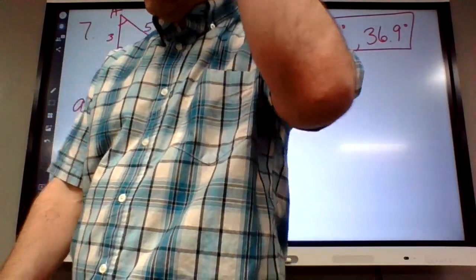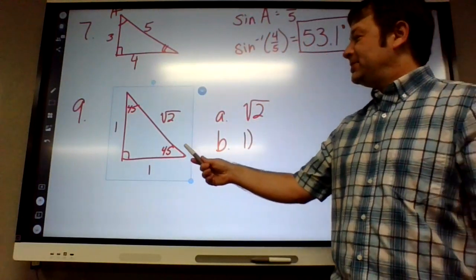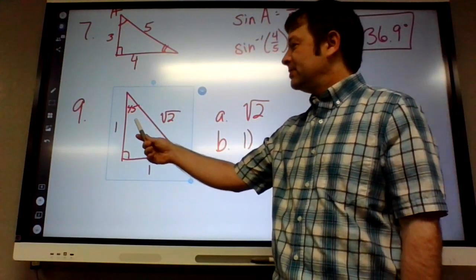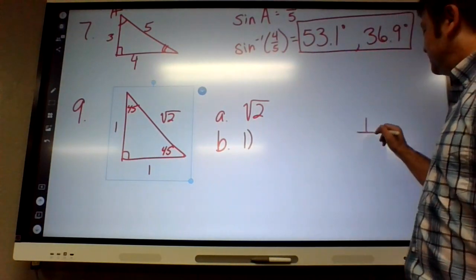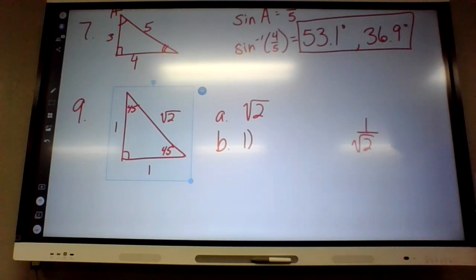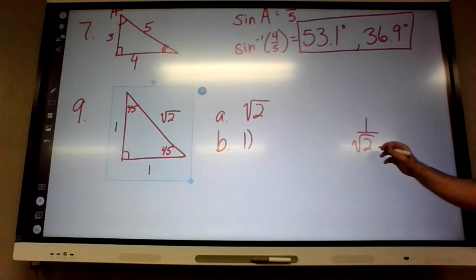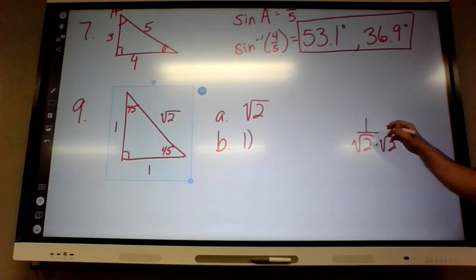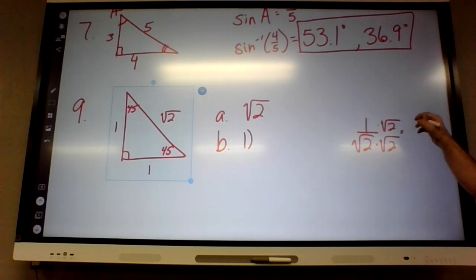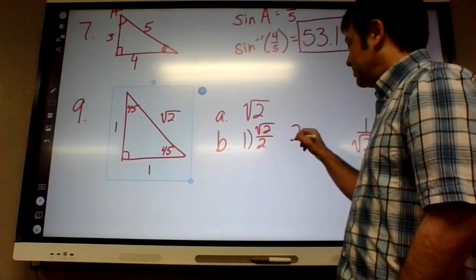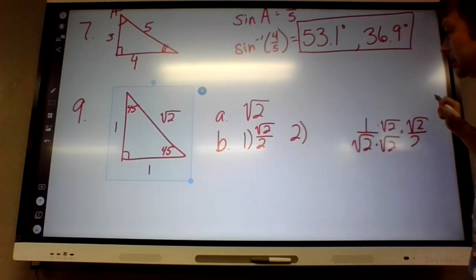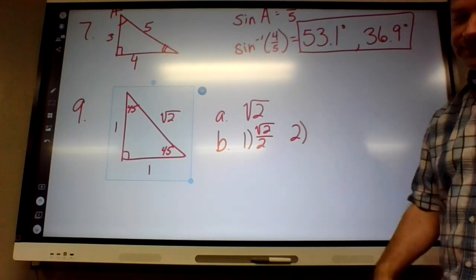All right, tangent of 45. So tangent is equal to opposite over hypotenuse. We can't leave square root of 2 in the bottom. A lot of your calculators do this automatically. You multiply top and bottom by square root of 2. Yeah, square root of 2 over 2. Question number 9, part B, question 2.